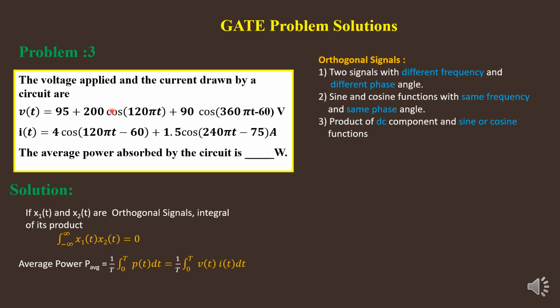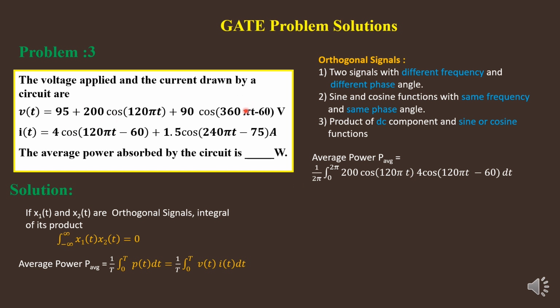So these two signals are not orthogonal signals. That integration we need to find. Average power P average equal to 1 by 2 pi, integral 0 to 2 pi, 200 cos 120 pi t into 4 cos(120 pi t minus 60). Okay, this product will be there. That integration we need to find.